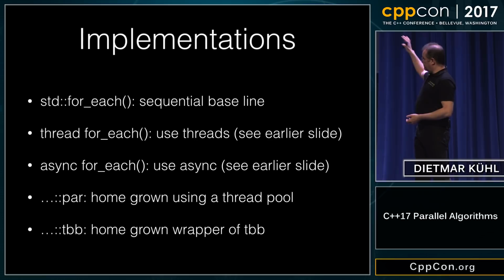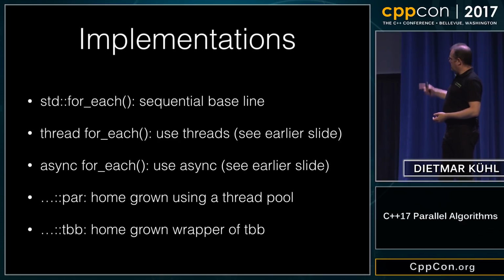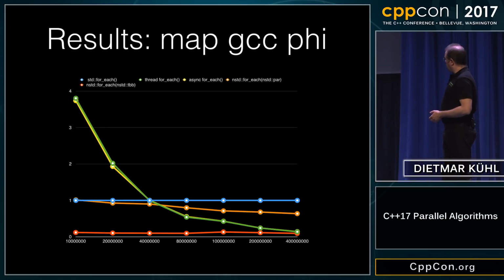So basically, all of these guys will have a blue line, which is the benchmark. This is the sequential implementation of, in this case, std::for_each. There is a thread implementation and an async implementation, which is roughly speaking the code which I showed you earlier. The code earlier was for transform, this is just for_each, but roughly doing the same. There is an implementation around a homegrown thread pool and a TBB implementation, which is basically just doing the same thing, trying to wrap TBB. And the results look something like that on a Xeon Phi.